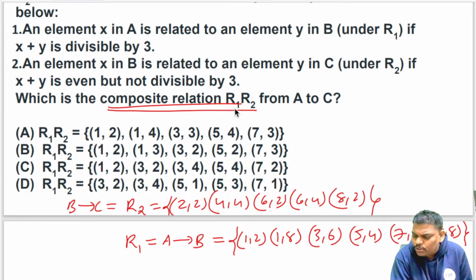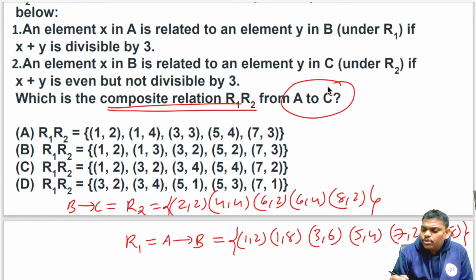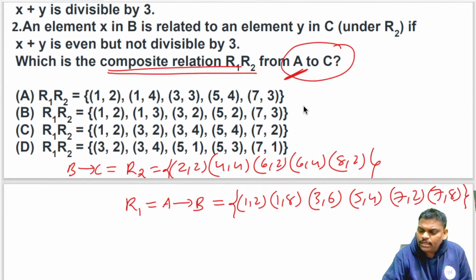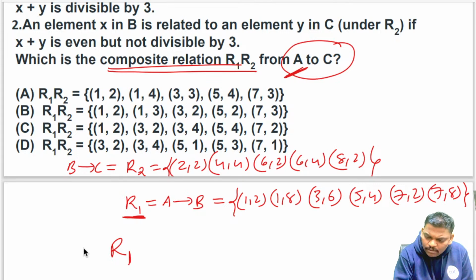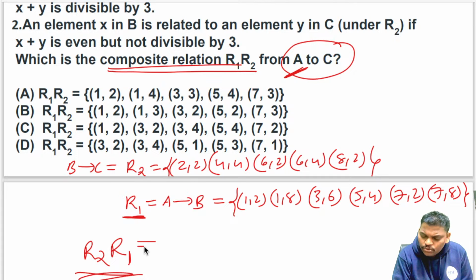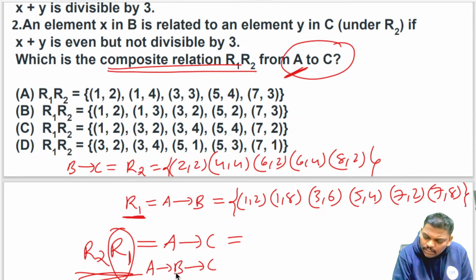Composite relation from A to C. If you want the composite relation from A to C, you have to start from A. Starting from A means R1, which is from A to B, so you start with R1, then R2. So remember, it's R2 R1, which goes from A to C, because the inner one starts first. R1 is A to B, R2 is B to C, so B cancels and A to C comes.